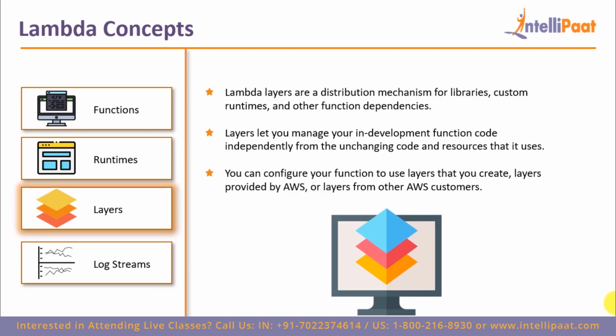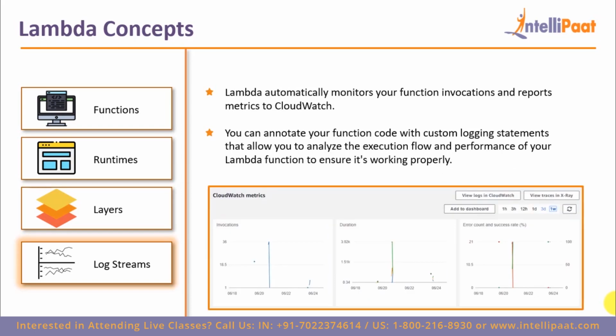You can just upload the information in a zip file as layers and take information out of that, and you can create multiple layers. The maximum number of layers is 5 per function, and you can use layers provided by AWS customers or already available layers, or you can create your own layer. And then comes the log streams.